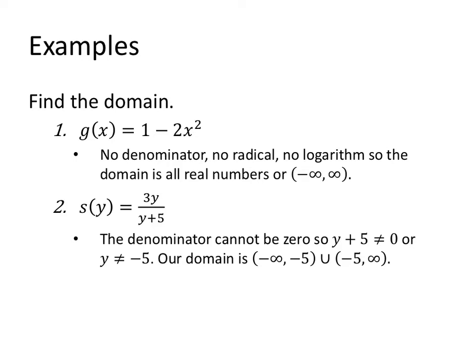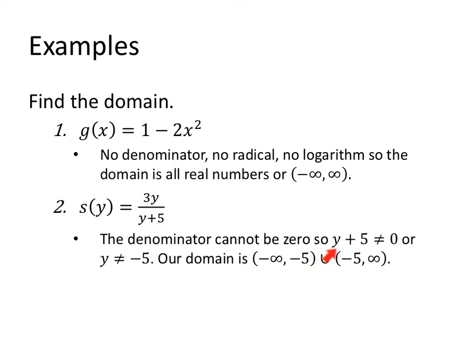Number 2, the function is s of y equals 3y over y plus 5. I don't want you to get hung up on x is domain, y is range. We could use any variable for anything. It's a variable. It varies. So when you have a function in terms of y, it's an input that we're looking at. We have a fraction. The denominator cannot be 0.